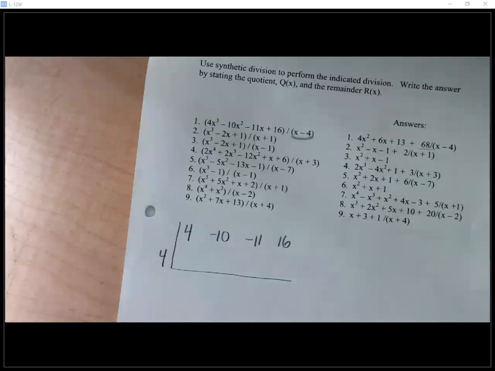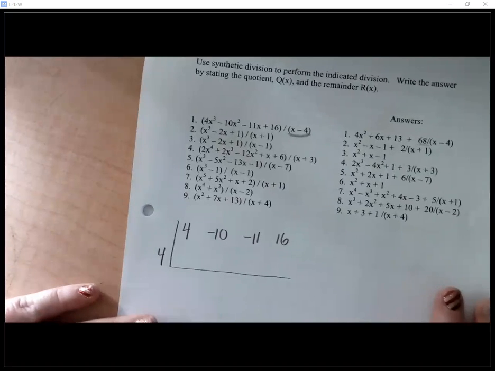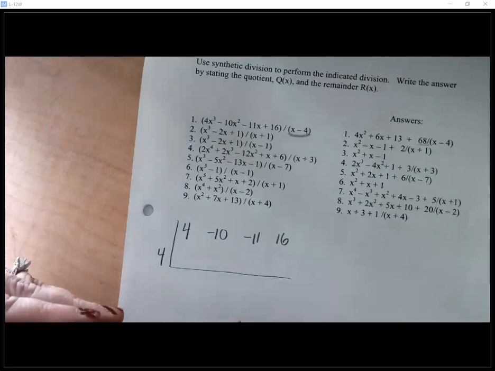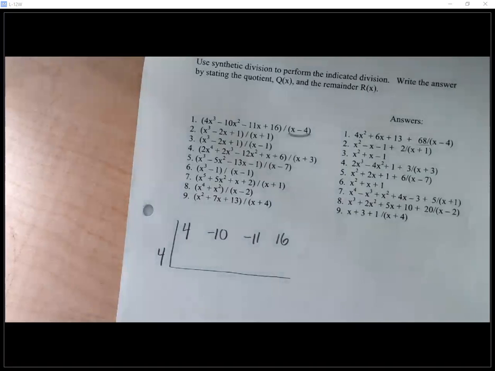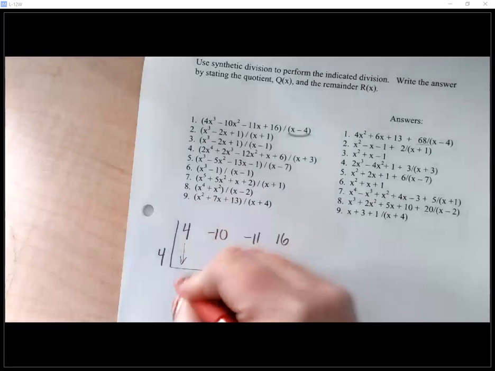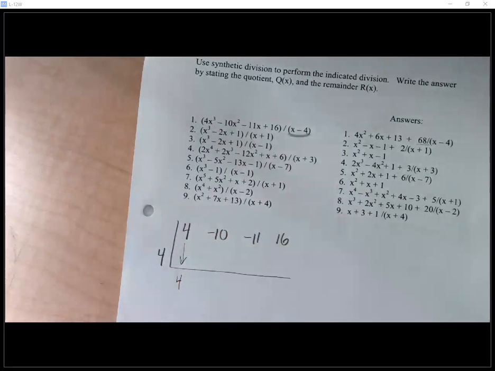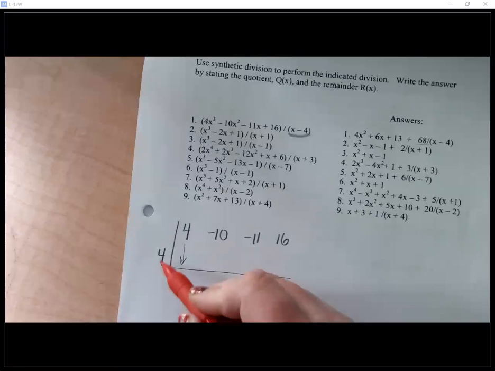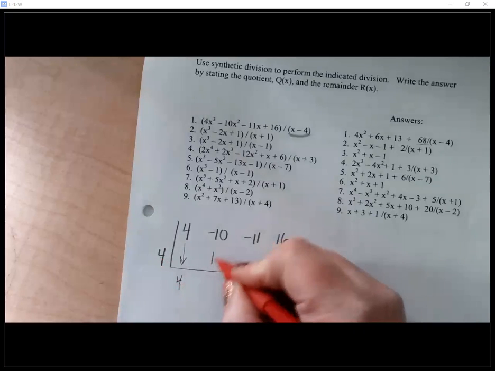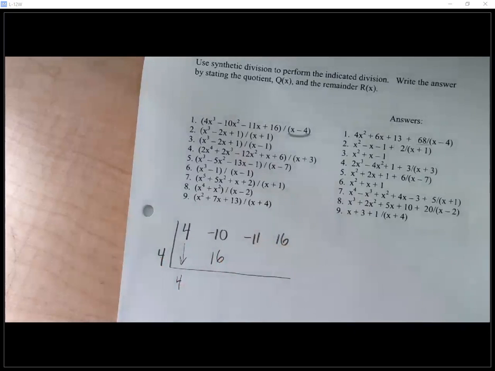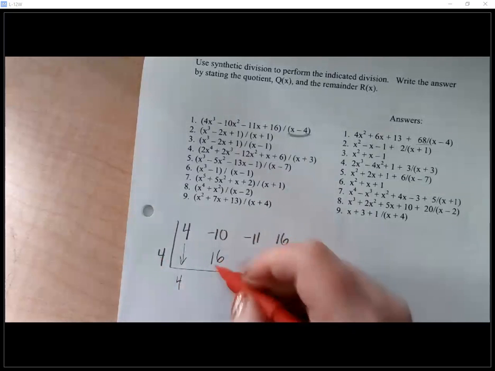Now to do the actual synthetic division, do you guys remember what to do? No. Yes. Not a clue? You bring down the first one. Yes, the first number just drops down, whatever it is. And then you multiply your number out here by the number down here. In this case, that would be a 16, and you write it right in this spot. And then you add these two together. That would leave me with a positive 6.